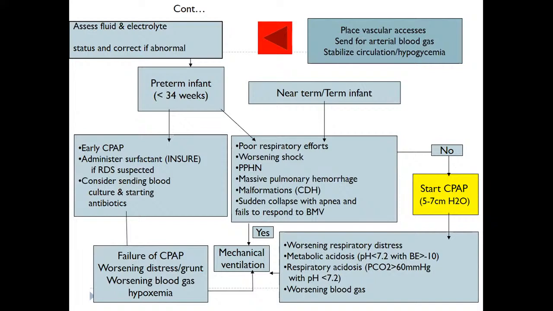If the babies are having good respiratory efforts and are not in worsening shock, we start with CPAP and give surfactant. If the babies have risk factors for sepsis, we take a culture and start antibiotics. If there is any failure of CPAP, worsening distress, worsening blood gas, or hypoxemia, we start the babies on mechanical ventilation.